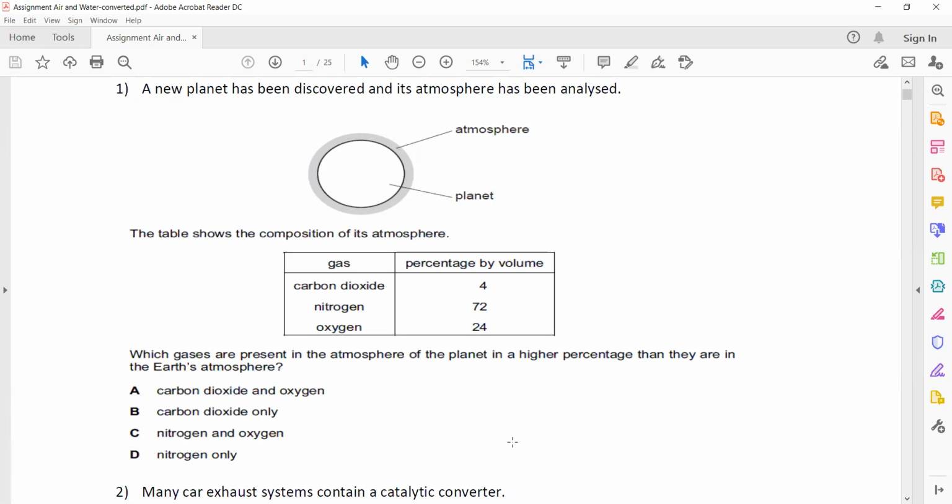The question is, which gases are present in the atmosphere of the planet in higher percentage than on Earth? So this planet contains 4% carbon dioxide, but Earth contains only 0.04%. So carbon dioxide is more. Nitrogen on Earth is 78 or 79%, but that's not higher. Oxygen is 21% on Earth, but this planet contains more. So oxygen is also higher. So A is the right answer.